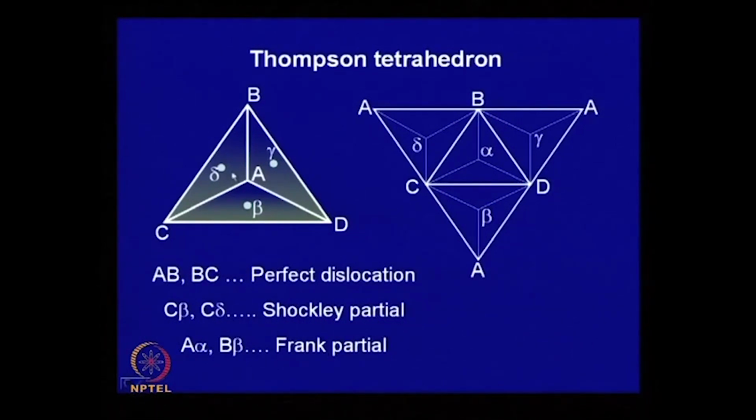Whereas if you think about a Frank partial dislocation, the Burgers vector is perpendicular to the 1 1 1 plane. You can imagine dropping a perpendicular from vertex C to the plane just opposite, facing C. So, that means it is lying on this particular point here. These are called Frank partials. Now it is much easier to write down and visualize the different dislocation interactions using this type of representation.